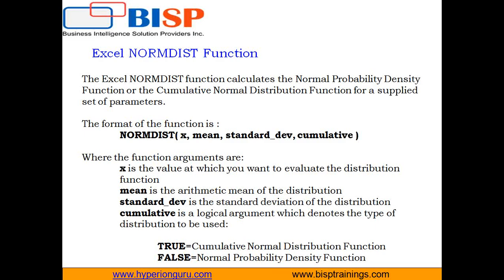So this function takes four arguments. The first one is x, which is any value for which you want to calculate the distribution. Second argument is the mean, which is the arithmetic mean of the distribution. Third argument is the standard deviation of the distribution, and fourth is the cumulative, a logical value that takes two arguments, true or false. If the cumulative is true, then the norm_dist function returns the cumulative distribution function, and if it is false, then it returns the probability mass function.